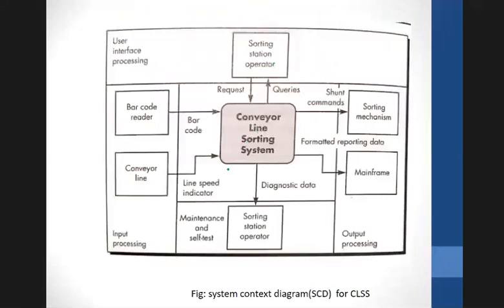Now let's take an example. This was the system context diagram for CLSS. Now CLSS stands for conveyor line sorting system. Now within this conveyor line sorting system, you have the input processing, you've got the output processing. Now the 2 additional features that are added, that is the user interface processing and maintenance and self-test. These are the 2 things that are added.